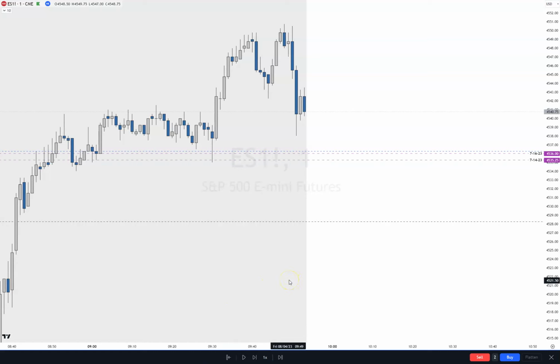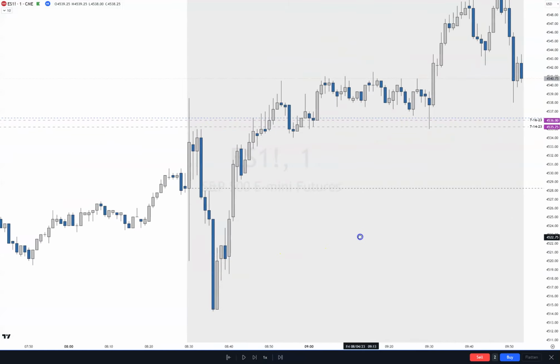Today I want to go over the AM Silver Bullet after NFP. So it would be August 4th. So let's get started. Let's take a look and see what NFP did.